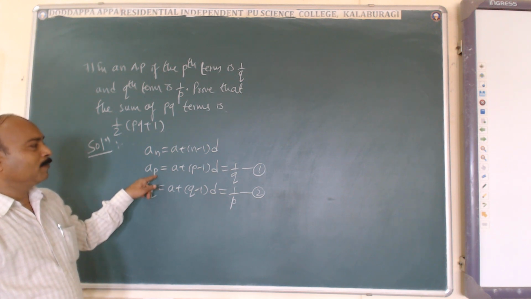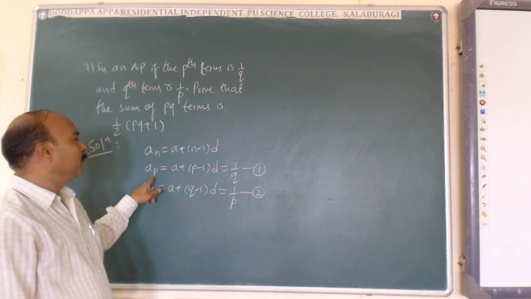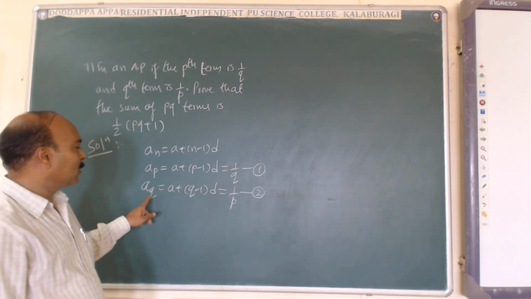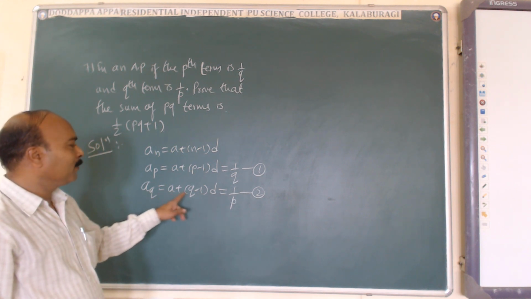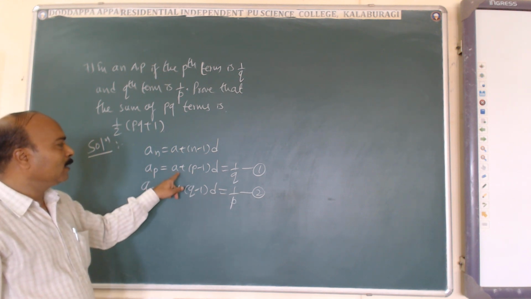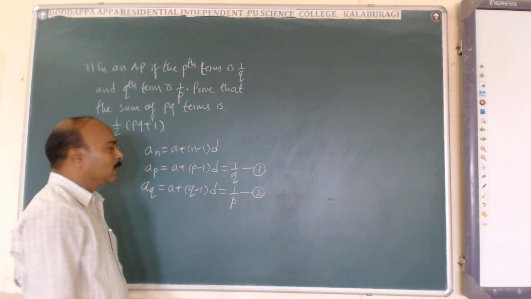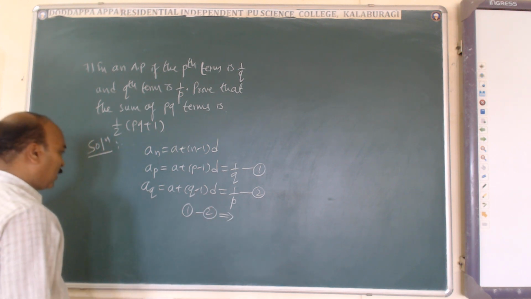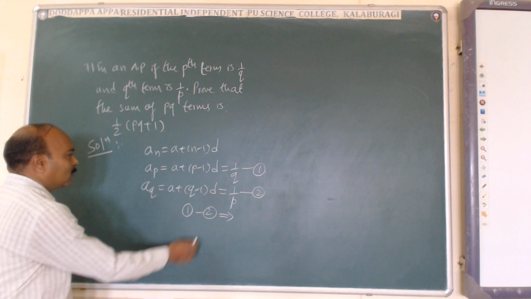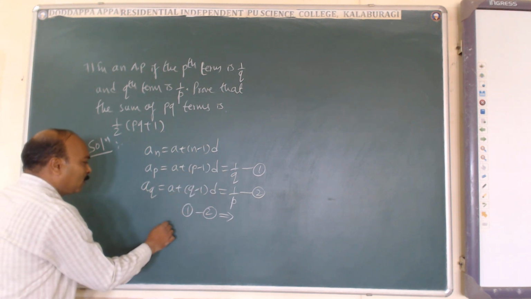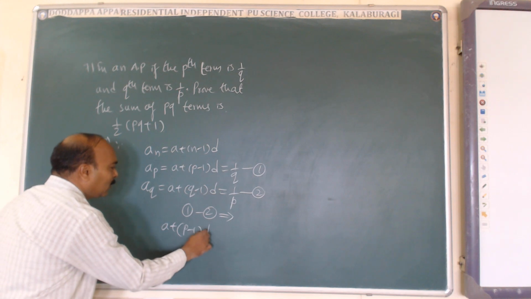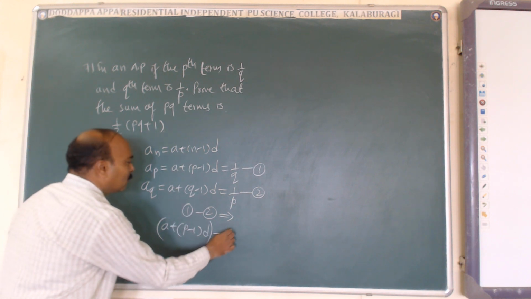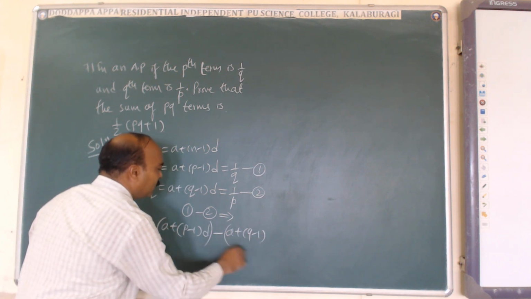These are two given important conditions. That is, the p-th term of the AP is 1 by q, that is AP equal to 1 by q. Similarly, the q-th term of the AP is 1 by p, that is AQ equal to 1 by p. AQ means a plus q minus 1 into d. AP means a plus p minus 1 into d. Now we make subtraction, 1 minus 2, to get the required a and d values. Now subtracting 1 from 2 means a plus p minus 1 into d minus the second equation, a plus q minus 1 into d.